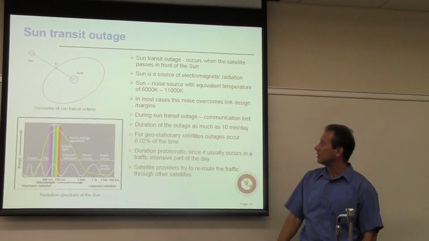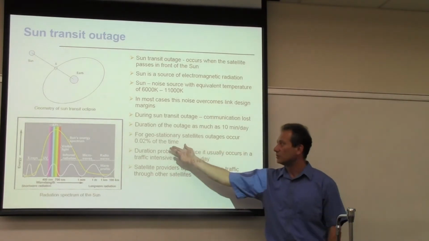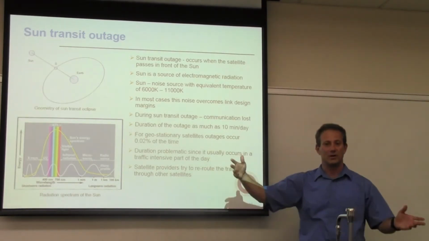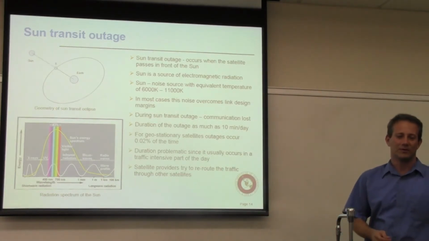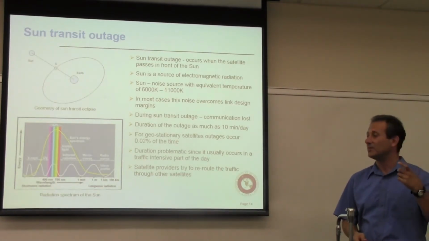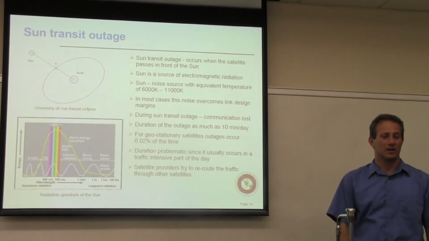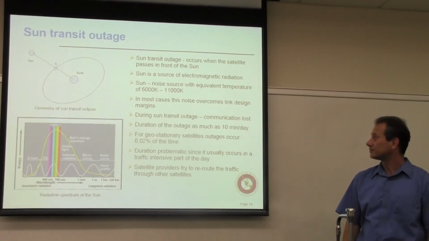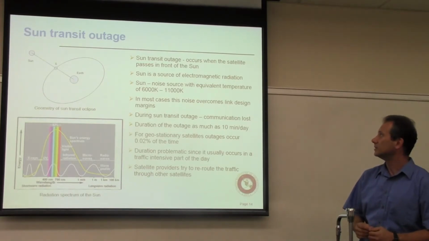I have here around 10 minutes per day. So if you look at it, it's 0.02% of the time over 1 year. That's not great reliability. Remember, in microwave links we shoot for 4 nines, 5 nines, so less than 0.1% outage. So you're going to have some significant outage because of this, and you just have to deal with it.